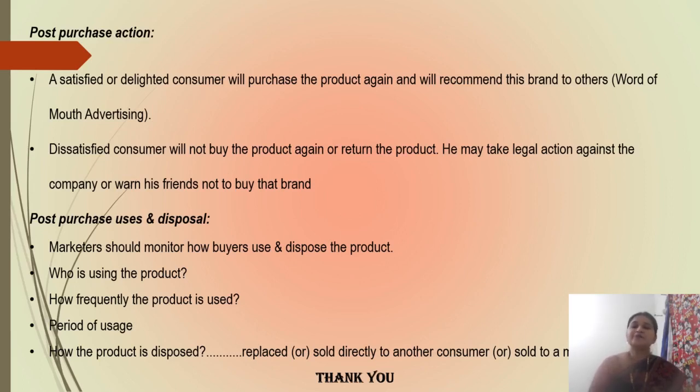The next one is post-purchase uses and disposal. So marketers should monitor how buyers use and dispose the product. He must find out who is using the product. The person who has already purchased the product, or any member in the family is using the product. How frequently the product is used, and period of usage, for how many years this product is used by the consumer, and after using, how the product is disposed by the consumer, whether the consumer is replacing the product with the same dealer, or he is selling the used product to some other consumer directly, or he is selling the used product to a middleman.